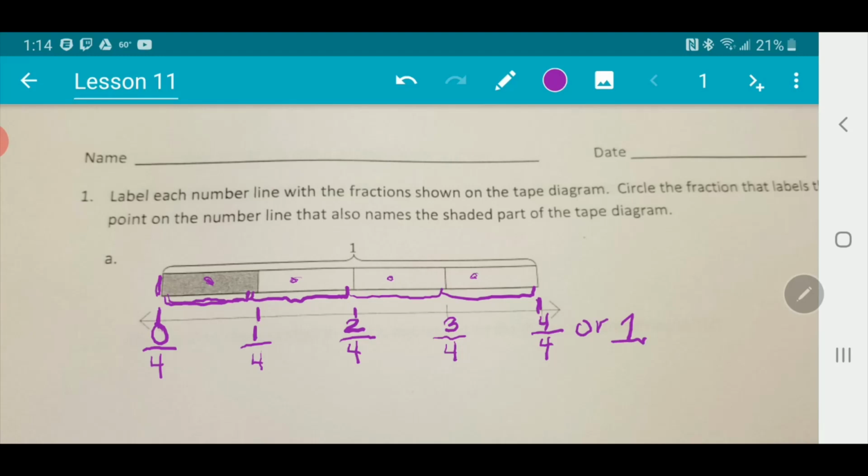If you look back at our directions, it says to circle the fraction that labels the point on the number line that also names the shaded part of the tape diagram. So if we look, we only have one shaded part. So we would circle 1/4 because that represents how much of this tape diagram is shaded. All right, I'm going to just pause here for a second. Make sure you have your number line all filled out. That's exactly what we have all right down here.